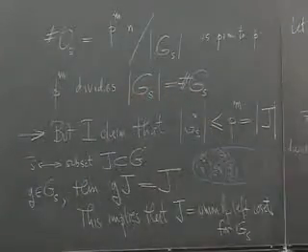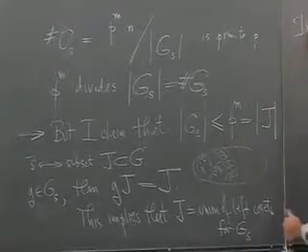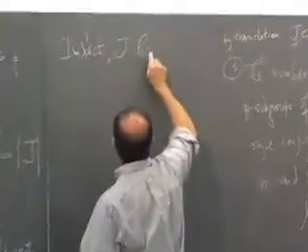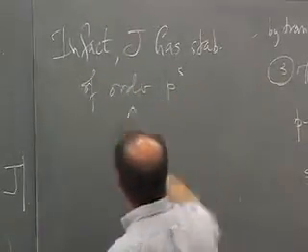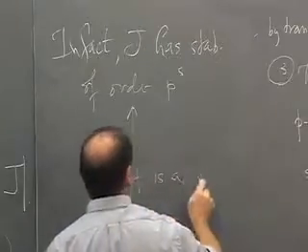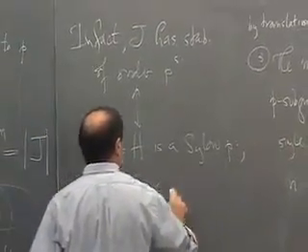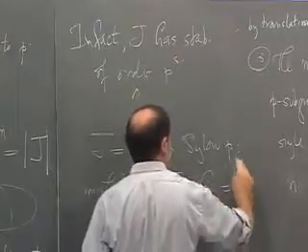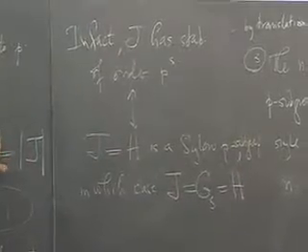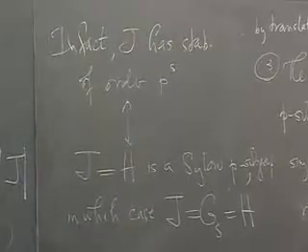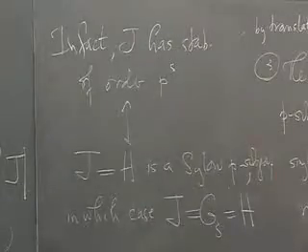And that's the end of the argument, although you don't need it. In fact, J has stabilizer of order p to the s if and only if J is equal to H, a Sylow p-subgroup, in which case J is equal to G_S is equal to H. So the only subsets that have a stabilizer of this order, and we have to have one subset whose stabilizer is divisible by this, are the subgroups which are Sylow p-subgroups. And that's the proof of the existence of a subgroup of order p to the m.